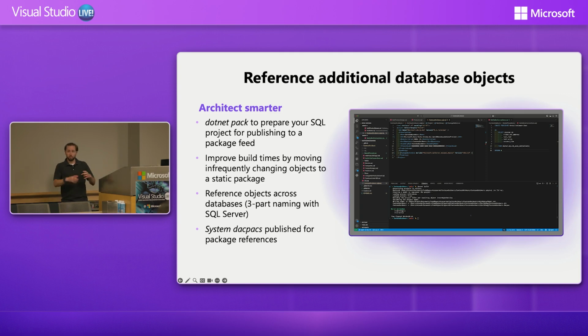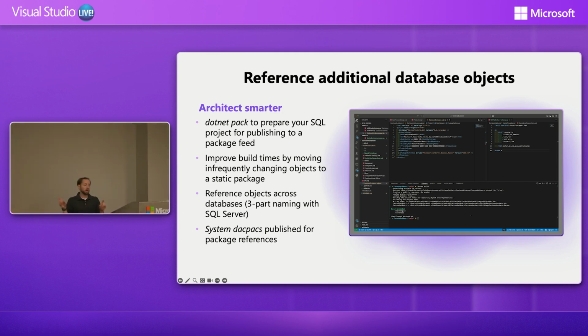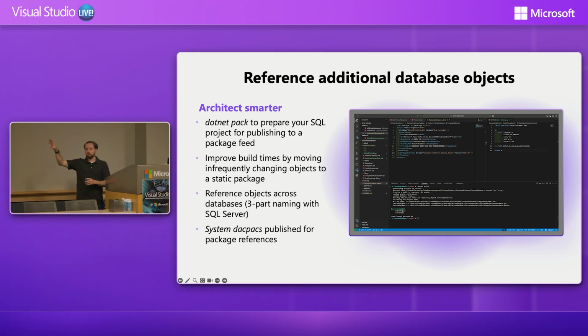The example I gave was for a single schema within your database, but if you're developing for SQL Server and you have cross-database references, as long as they are not circular references, you can have different projects for different databases and refer between them and use 3-part naming within your SQL projects. You still have that kind of development lifecycle. You can publish those to package feeds, and then again, you're not having to share a bunch of files between teams, but have different release cycles.